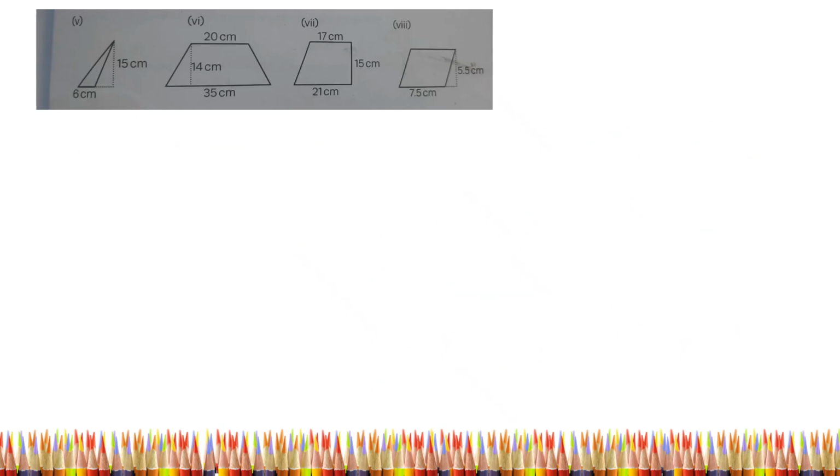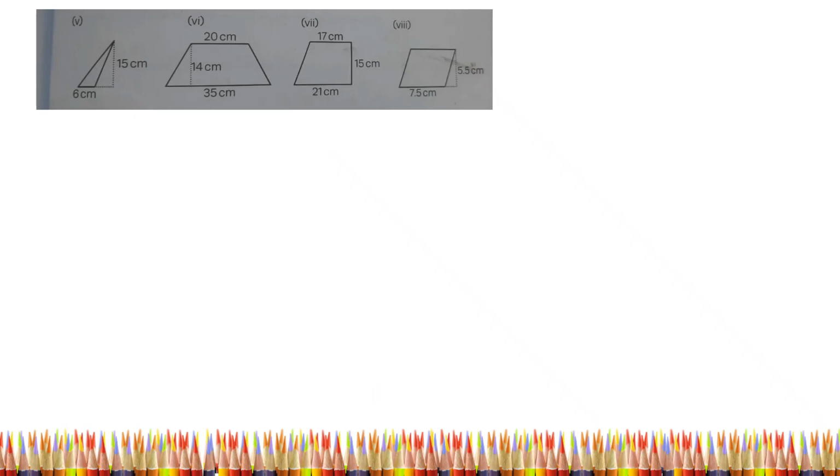Now when I look at part 7, it is also a non-parallelogram, that's a trapezium. Why? Because see, if I extend this side and if I extend this side, these two sides are going to intersect somewhere, which will make it a non-parallelogram. So it's of course a trapezium.